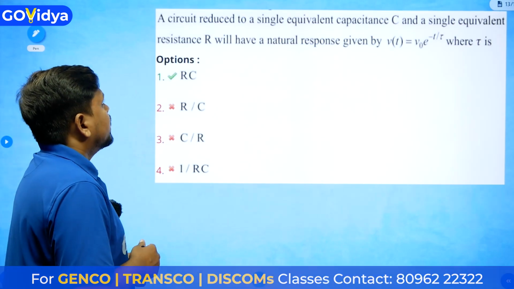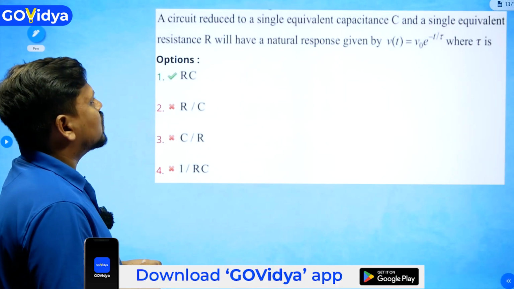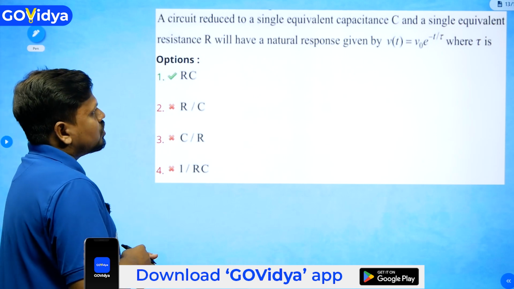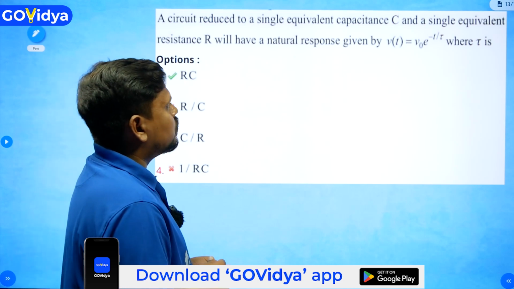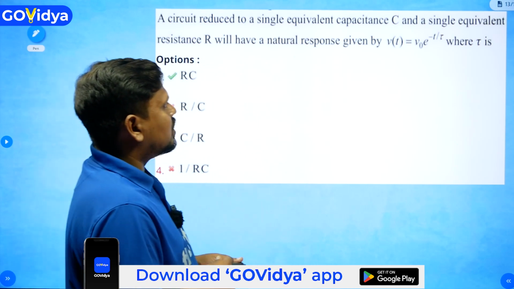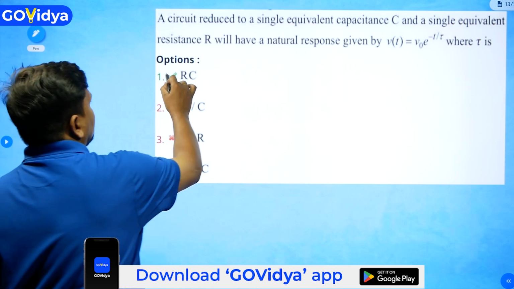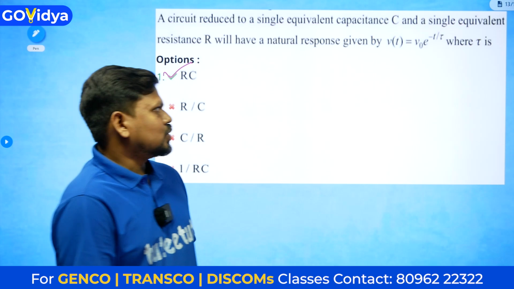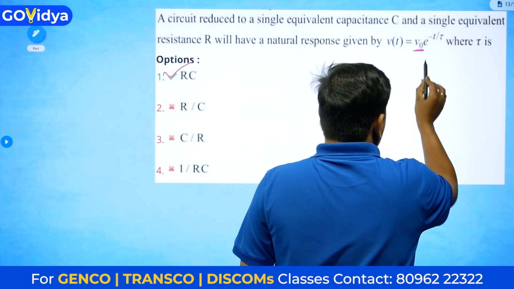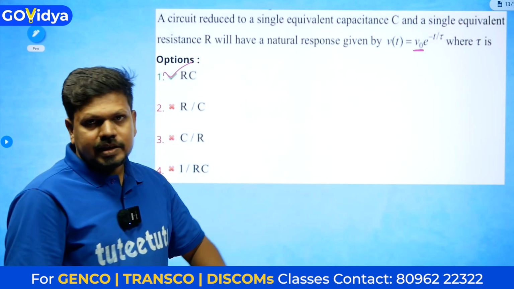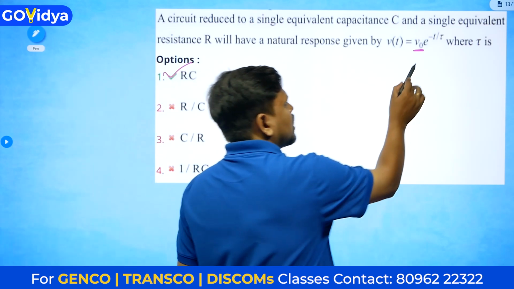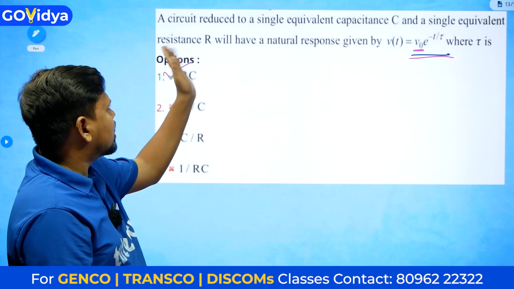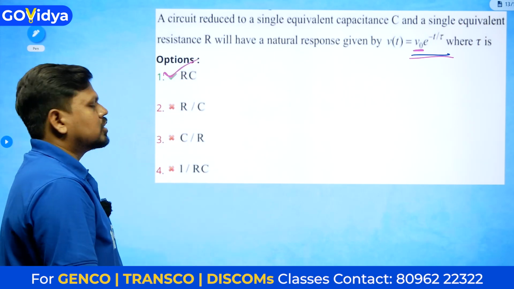So the next question: a circuit reduced to a single equivalent capacitance C and a single equivalent resistance R will have a natural response given by V of t equals V naught e power minus t by tau. They are asking for tau, which for an RC circuit is R into C. In transients we might have seen this response: initially charged, and whenever the switch is operated, all the energy gets dissipated. No need to consider all these things. They have only mentioned the conditions, and R into C is the only option for us.